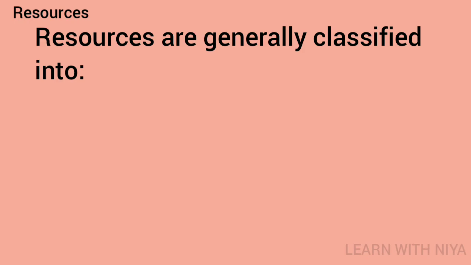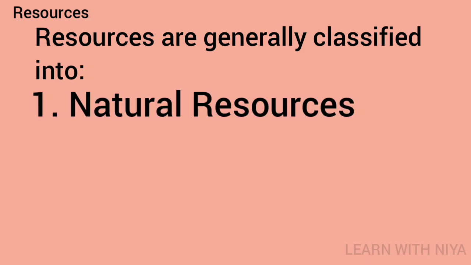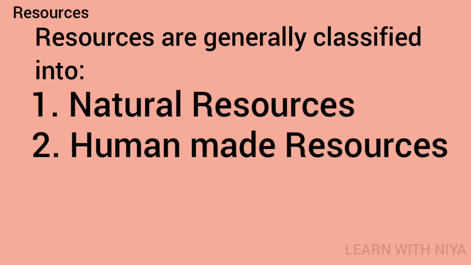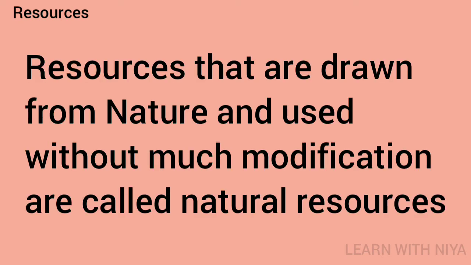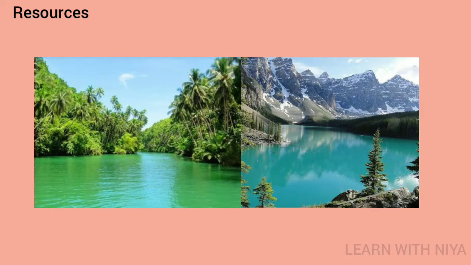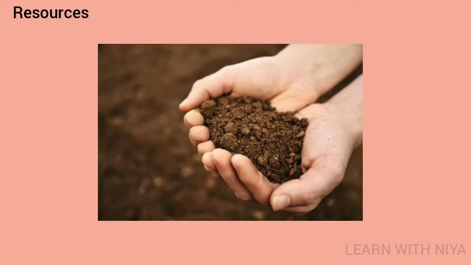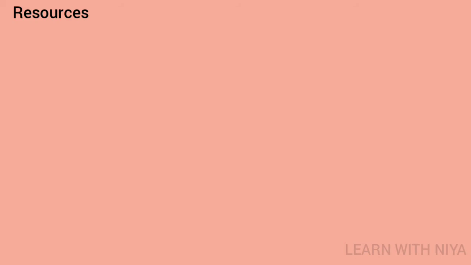Types of resources. Resources are generally classified into natural resources, human-made resources, and human resources. Natural resources. Resources that are drawn from nature and used without much modification are called natural resources. The air we breathe, the water in our rivers and lakes, the soil, minerals are all natural resources. Many of these resources are free gifts of nature and can be used directly. In some cases, tools and technology may be needed to use a natural resource in the best possible way.